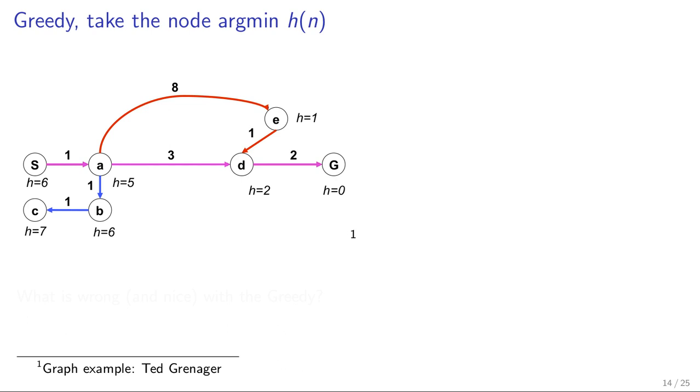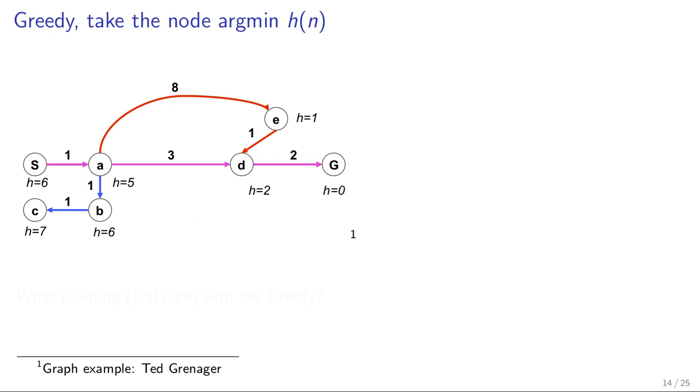So what will happen here? We will expand S, that's the start, and get to A. A will go to the frontier. Now we need to expand A, and we will get B, D, and E. The cost that we had so far doesn't matter. In this case, we're only looking forward, and we have E with a heuristic of 1, D with a 2, and B with a 6.